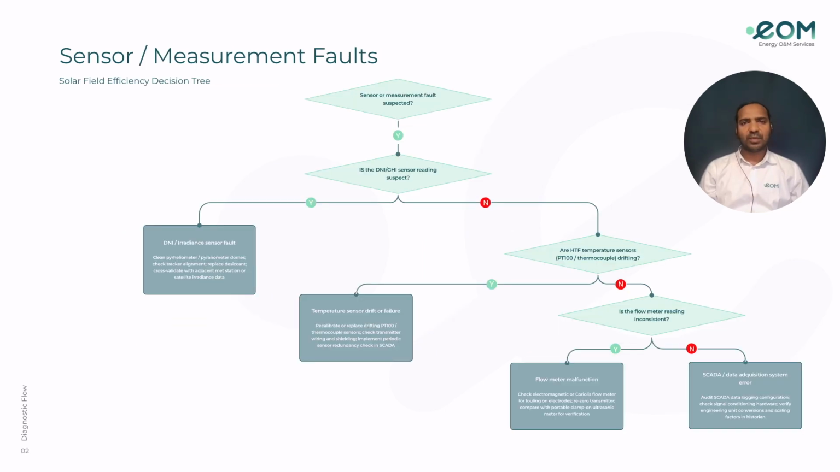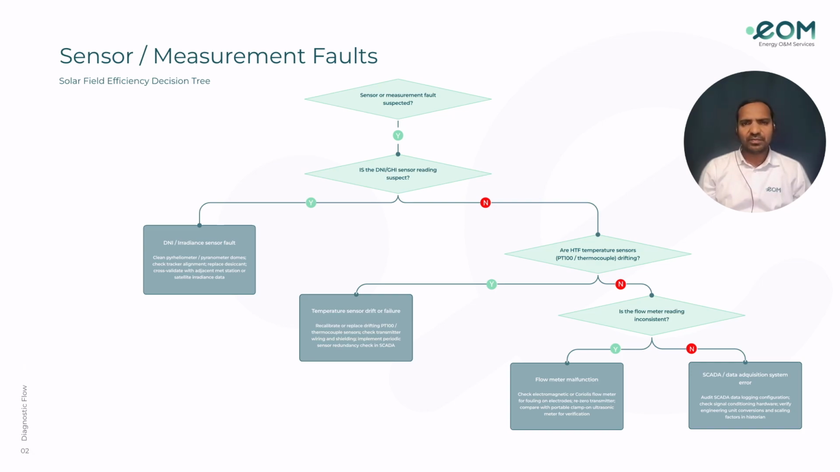The first step in troubleshooting is always validating the measurements. Before making operational decisions or inspecting hardware, we need to confirm that the efficiency drop is actually real and not being caused by faulty instrumentation or data acquisition system errors. We begin by checking whether a sensor or measurement fault is suspected. One of the first areas to investigate is the DNI or irradiation measurement system.